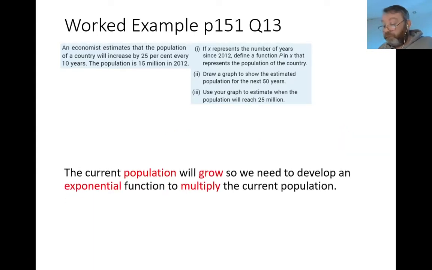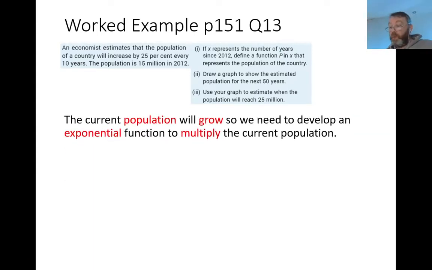Okay, so I have this done out. So the current population will grow. So we need to develop an exponential function to multiply the current population. Now, here's another thing I want you to remember. See at 25%?